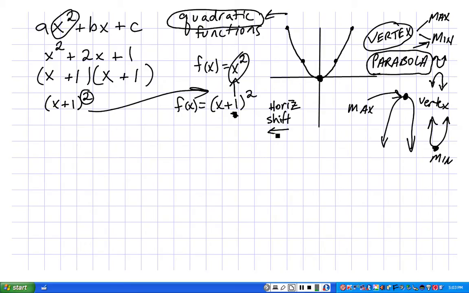So now what we had would shift over and would look like this now.